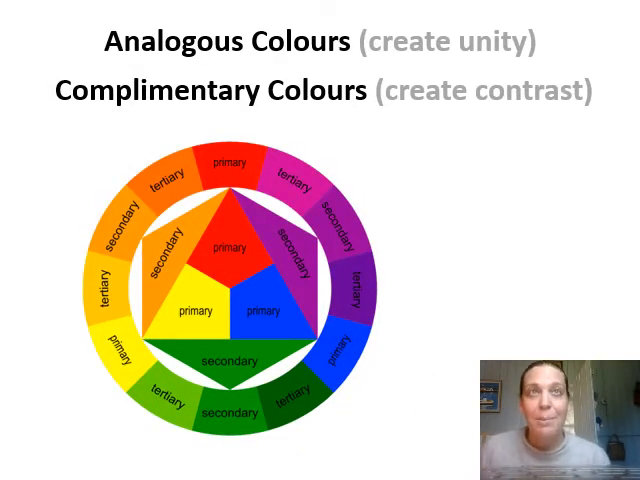Some more color vocabulary is analogous colors, which are colors that are next to each other on the color wheel. So red and orange are analogous colors. Or complementary colors. Those are colors that make contrast. They're opposite each other on the color wheel. So red and green are complementary colors. Yellow and purple are complementary colors. Blue and orange are complementary colors.